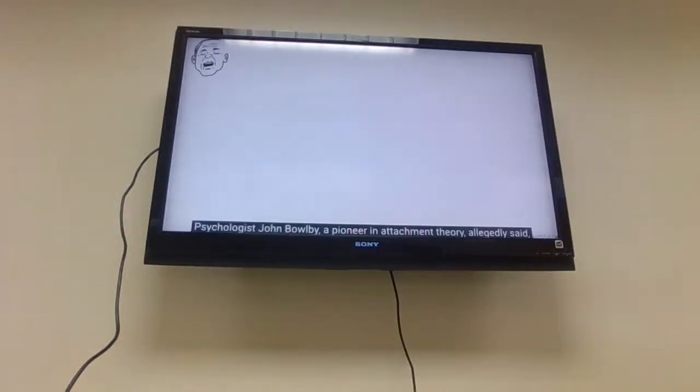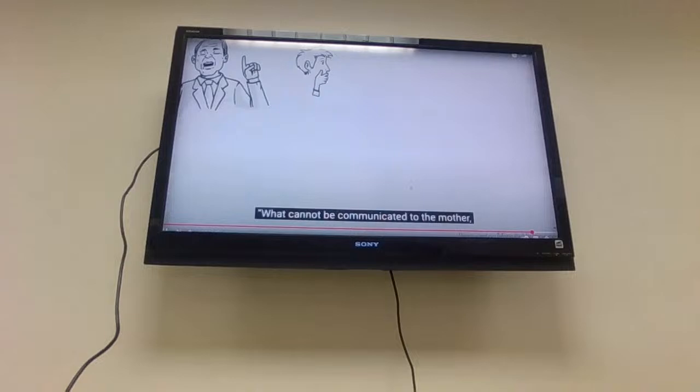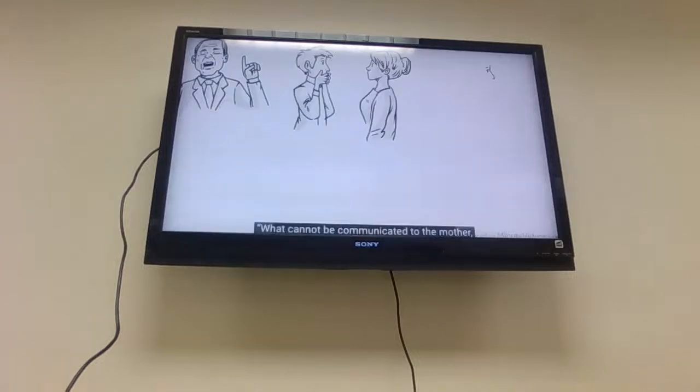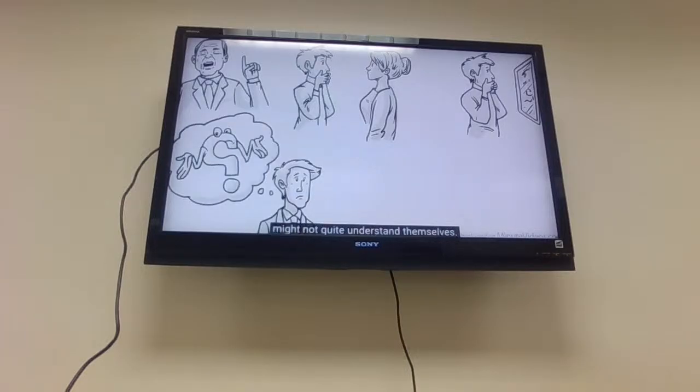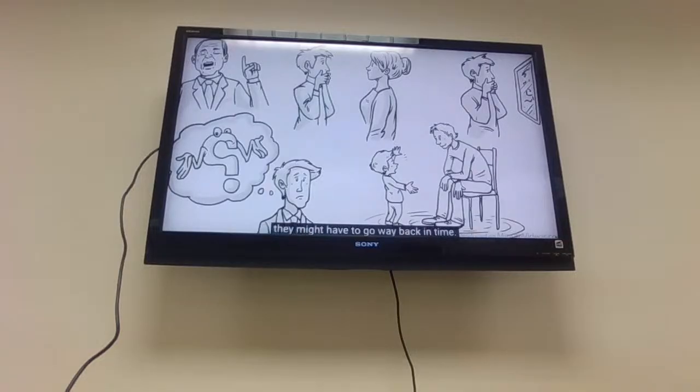Psychologist John Bowlby, a pioneer in attachment theory, allegedly said, "What cannot be communicated to the mother cannot be communicated to the self." In other words, those who feel insecurely attached might not quite understand themselves. To get to know who they are and what they feel, they might have to go way back in time.